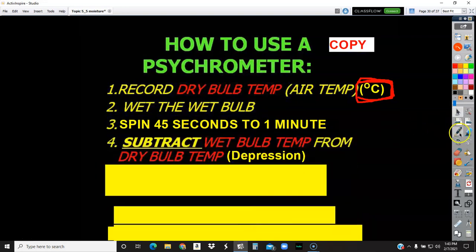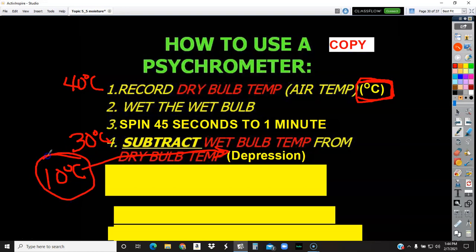Then you find what's called the depression. The wet bulb depression is subtract. So let's say the dry bulb number came out to be 40 degrees Celsius. And then you put water on the wet bulb, you spun it, and let's say the wet bulb number came out to be 30 degrees Celsius. You then want to find the difference. Well, 40 minus 30 is 10. So that is what they call the wet bulb depression, the difference between the wet and the dry.